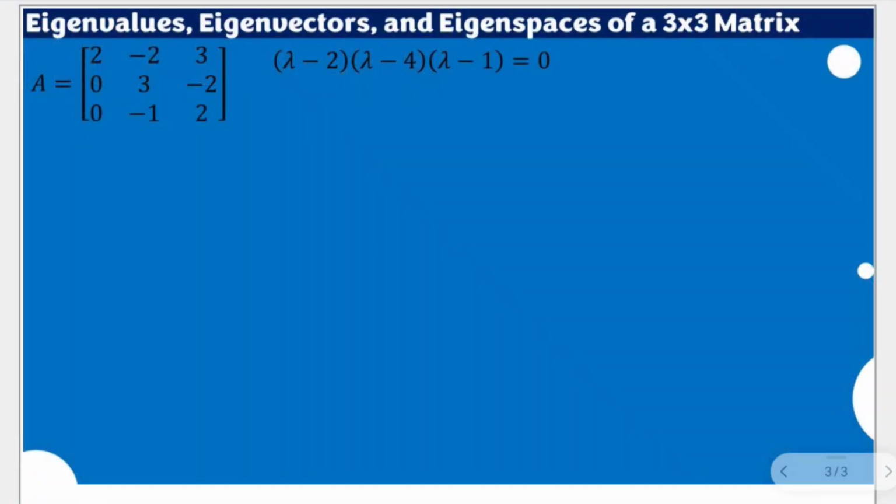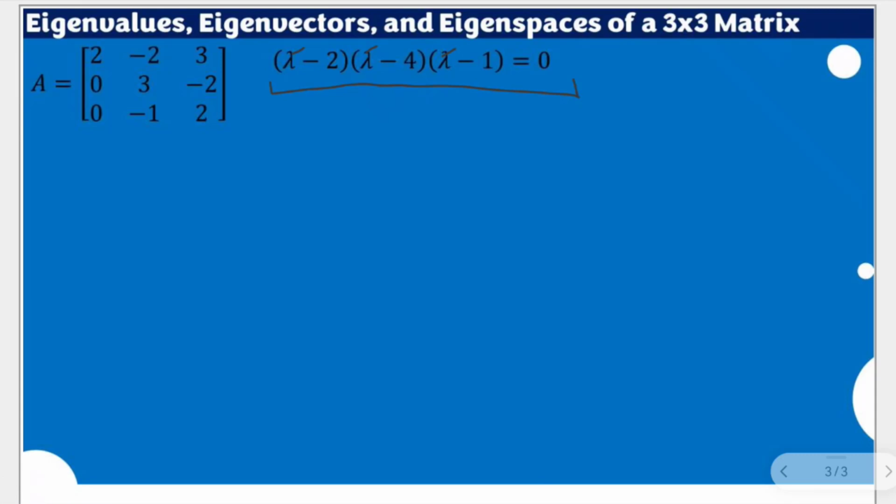Here, we are going to solve for the eigenvalues, eigenvectors, and eigenspaces of this given 3 by 3 matrix using this characteristic equation that we were able to solve in the previous video. Please review that video as to how we come up with these 3 binomial expressions here. The goal for this first is the eigenvalues, by solving for the lambda symbols here.